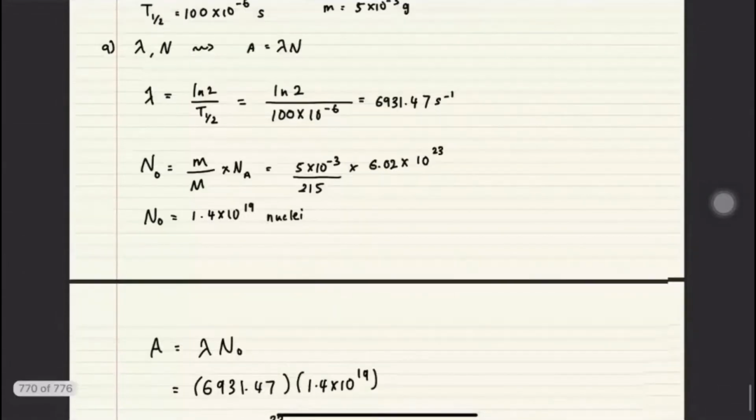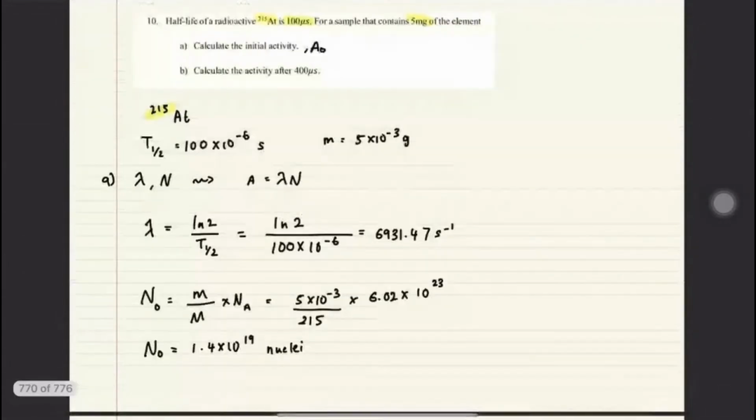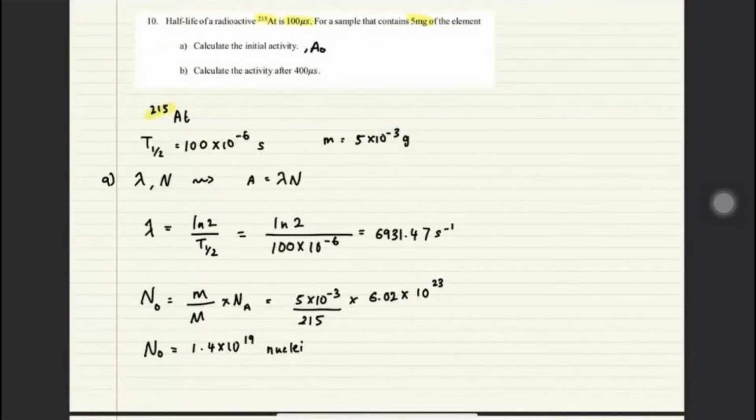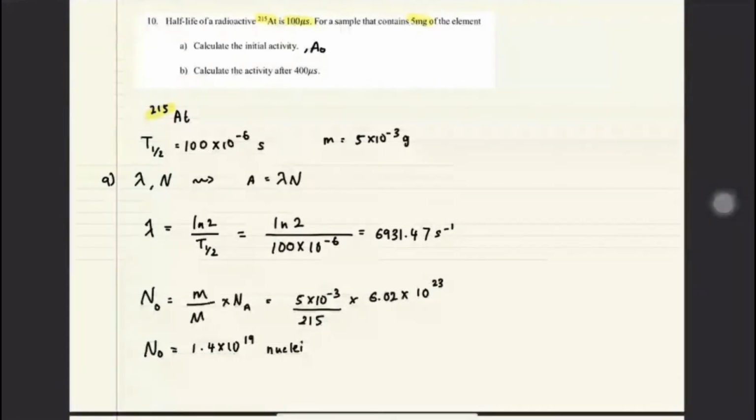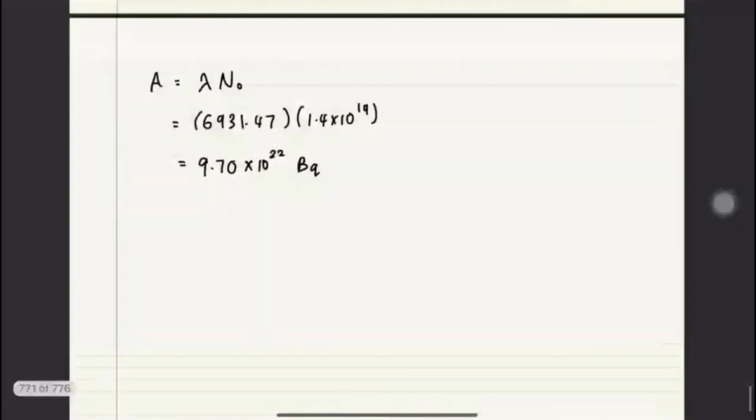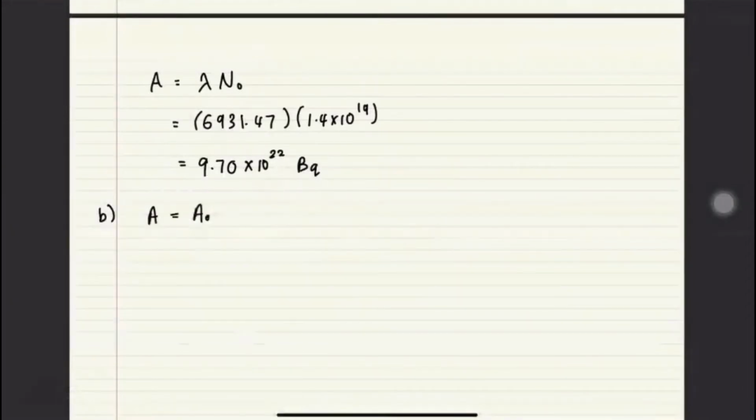For number 10B, they want to calculate the activity after 400 microseconds. Now they give you time, and they want to find the activity. You do have the A naught, so you can use A equals A naught exponent negative lambda t. When they give you something with respect to time, most likely you have to use this equation, because it involves time.